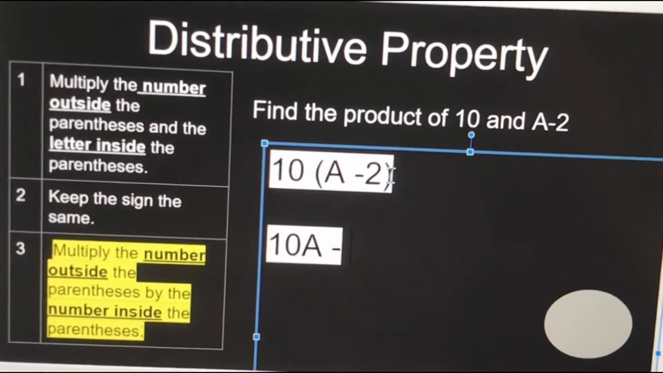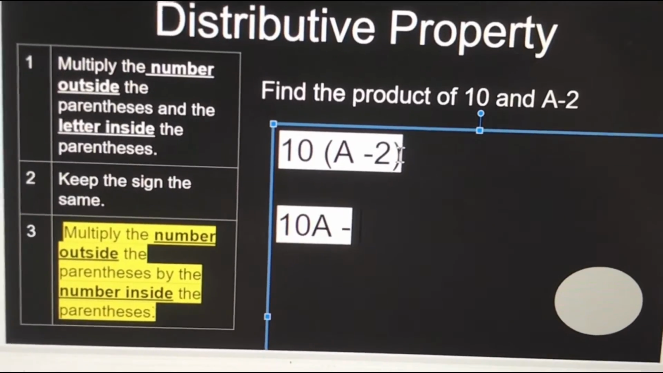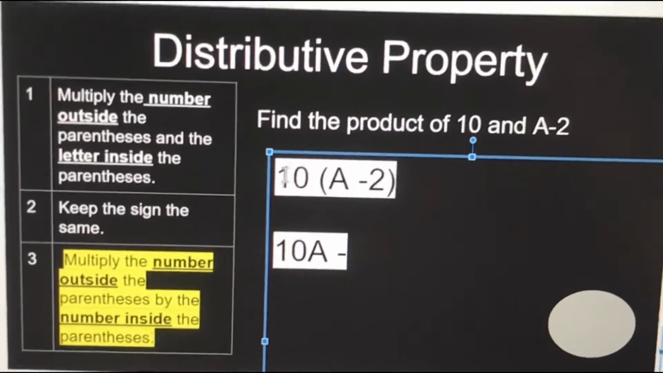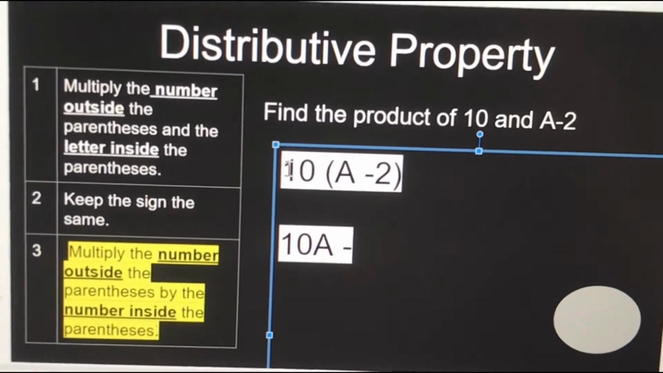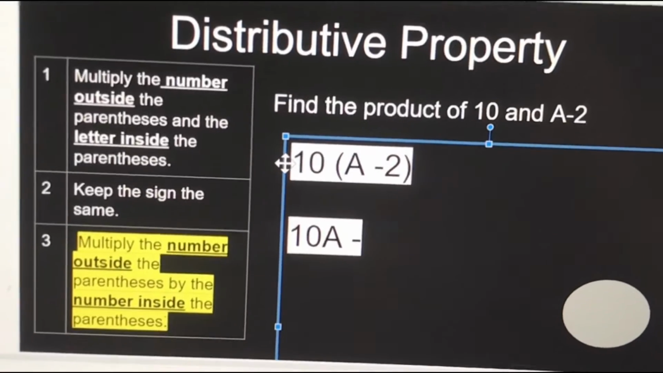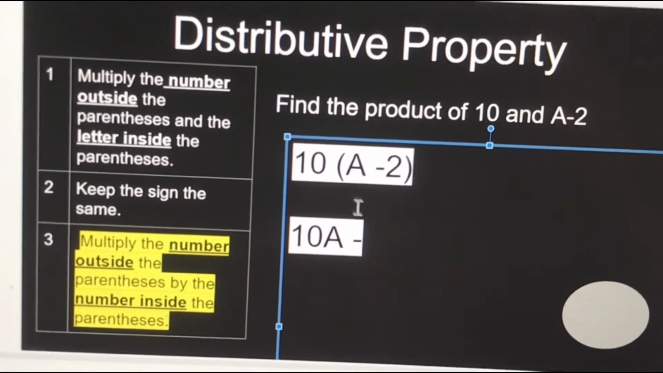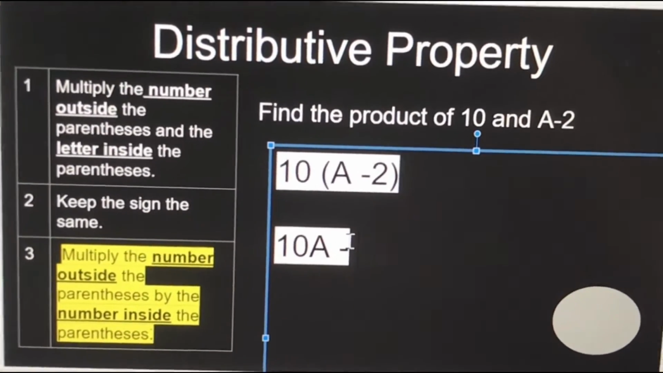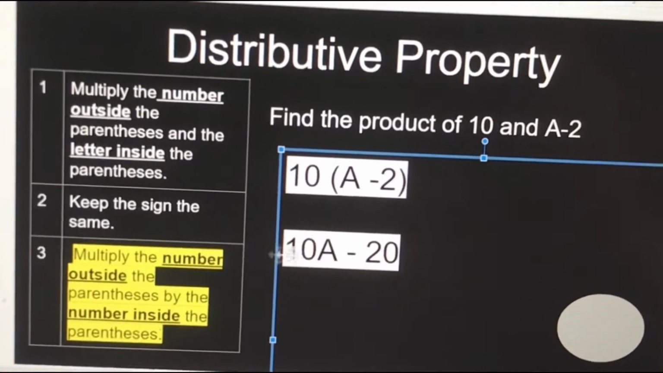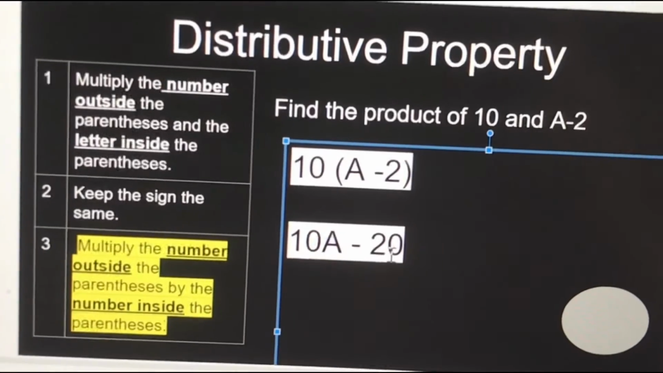So now the final step in the problem is to multiply the number outside the parentheses by the number inside the parentheses. So in this problem, the number outside the parentheses is 10, and the number inside the parentheses is 2. So we're going to multiply 10 times 2. So 10 times 2 equals 20. And our answer is 10A minus 20.